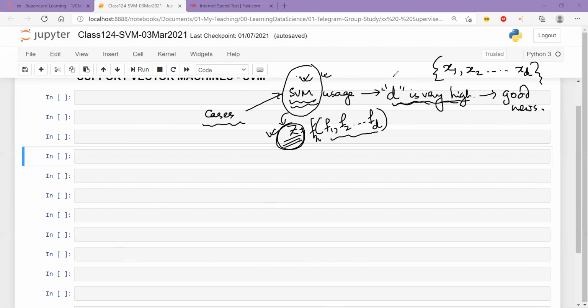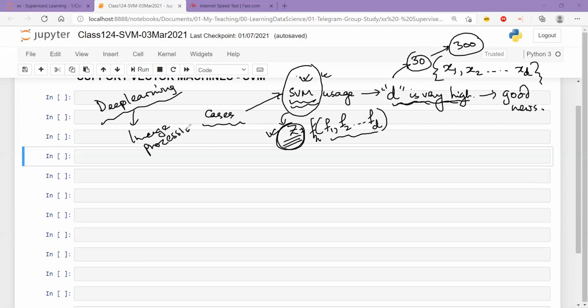That's the reason why, irrespective of what d is, let's say I have a use case that has only 30 features. Doesn't matter. Even if it has 300 features, later when we talk about deep learning, I also plan to cover deep learning to some extent. When we go towards deep learning, there will be things related to image processing.